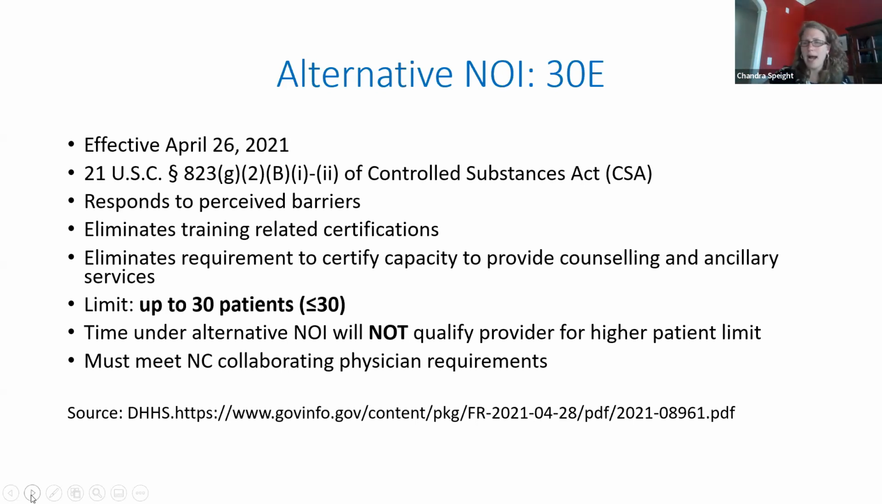This alternative NOI also eliminates the requirement to, quote, certify capacity to provide counseling and ancillary services. I'm going to talk more about that in a few minutes. If you get an alternative NOI, you can only treat up to 30 patients. And any time that you spend treating patients under an alternative NOI does not qualify you for a higher patient limit. You'll find out what that means in a minute. You must meet the collaborating physician requirements of your state if you are an APP.